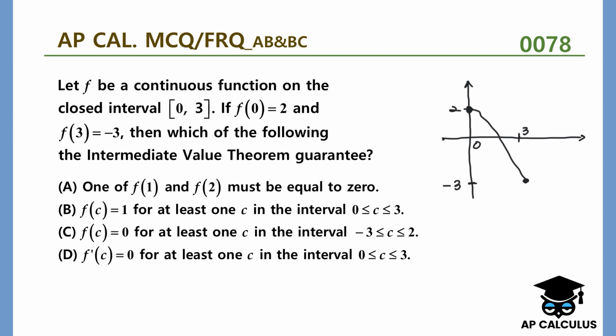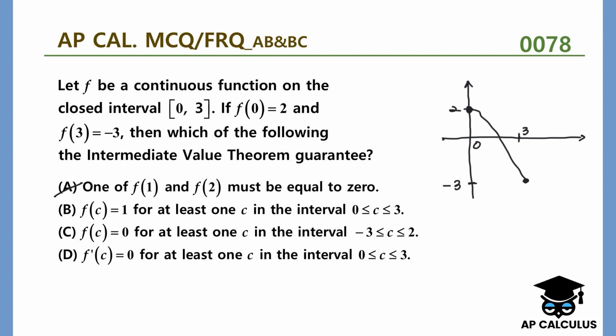Answer choice A. One of f of 1 and f of 2 must be equal to 0. So we know that there is at least one 0 between x is equal to 0 and 3. But does this have to be either f of 1 or f of 2? No, right? No, it doesn't have to be, okay? So A is not the answer.